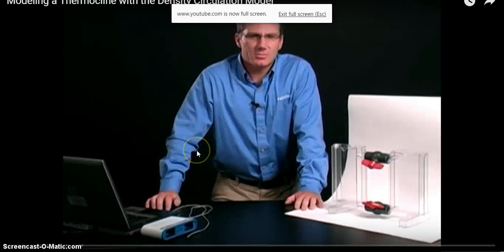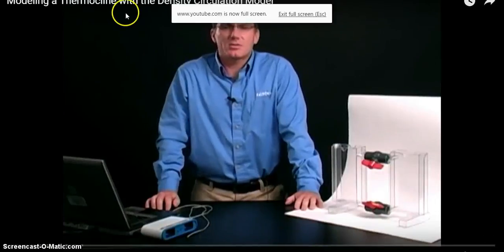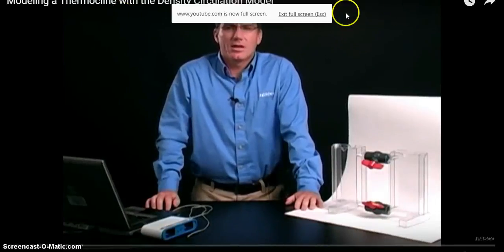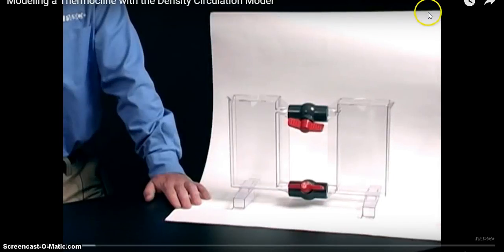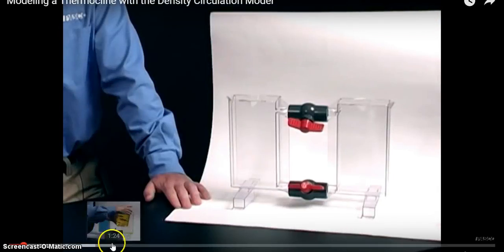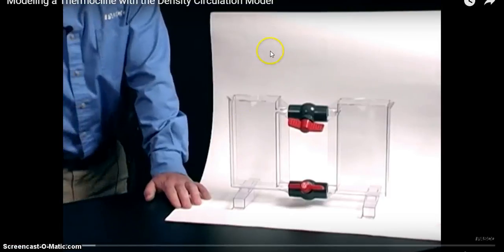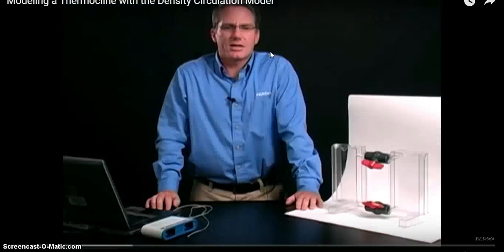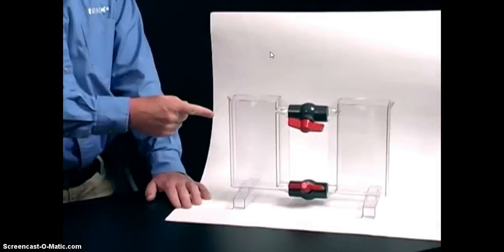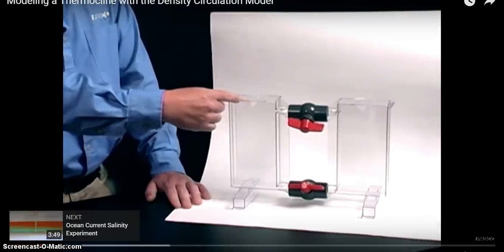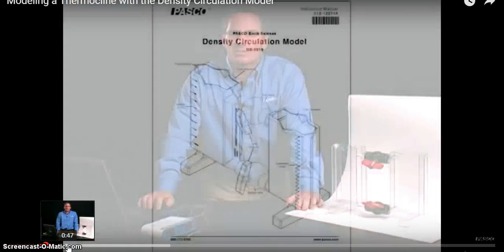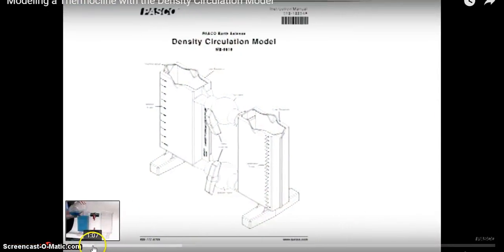Hello, I'm Corey Champ. Today I'll be highlighting the density circulation apparatus used with PASCO and SmartView software. Okay, what he's going to do is he's going to show you the different densities of cold water and warm water. The density circulation apparatus is new to Pasco, and today I will highlight its use in an earth science application, modeling the thermocline. The apparatus is two 1-liter plexiglass containers connected by two flow valves which allow water to flow between the chambers. Today's activity comes from the user's manual, which is supplied with the apparatus.